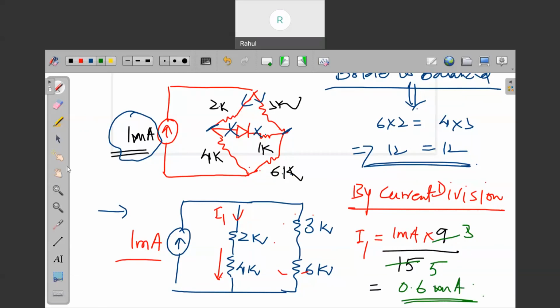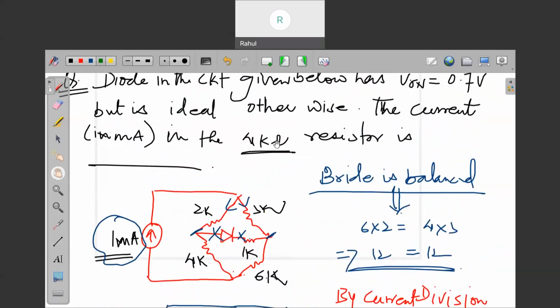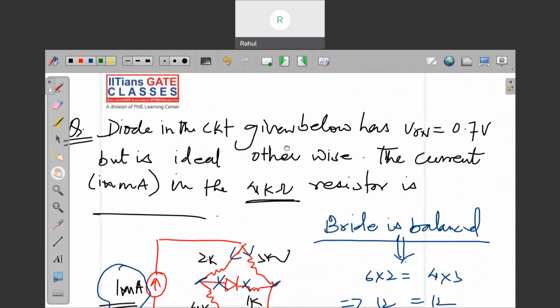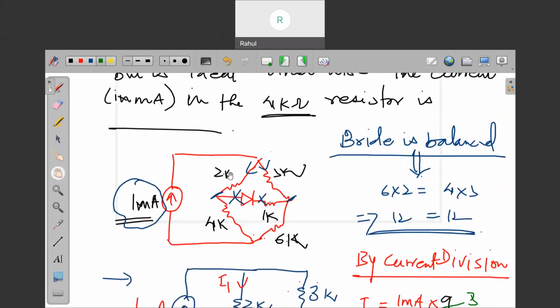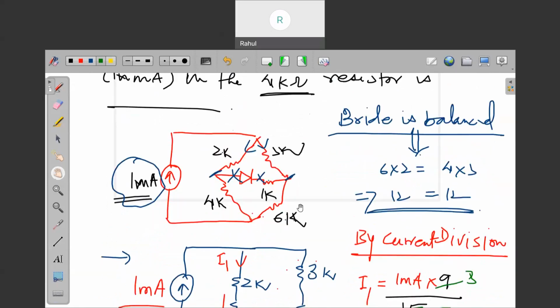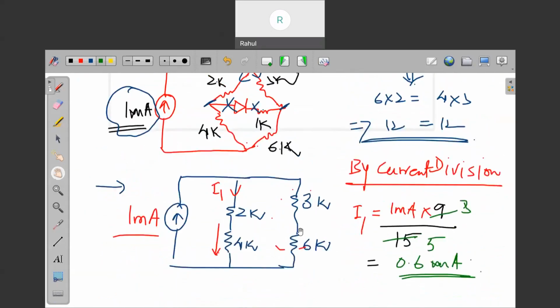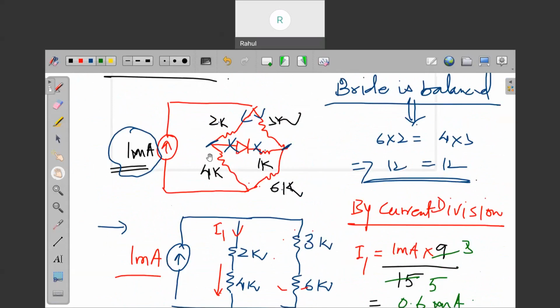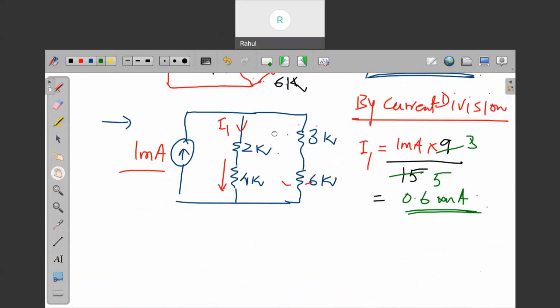So I hope this question and this solution is understood. Whenever a bridge kind of circuit is given, make sure you check before you attack the question whether the bridge is balanced or not. Very good question.